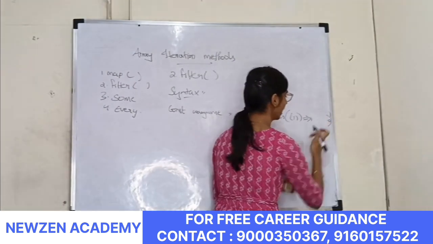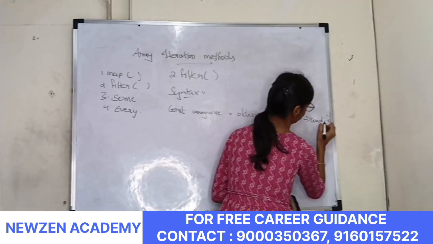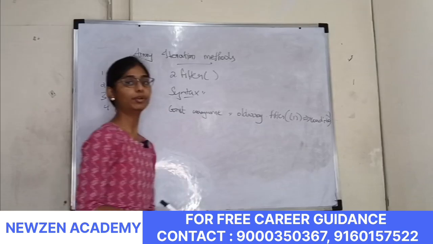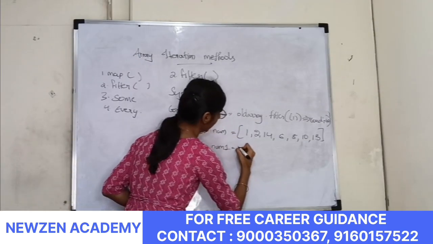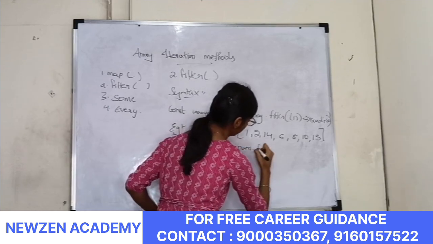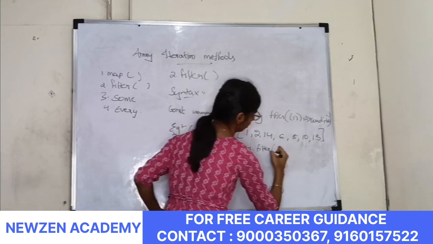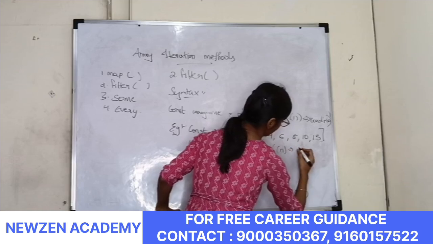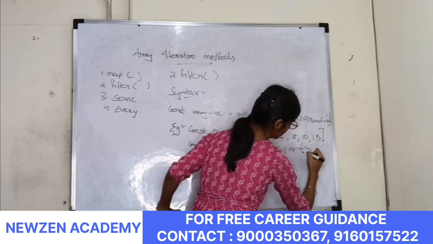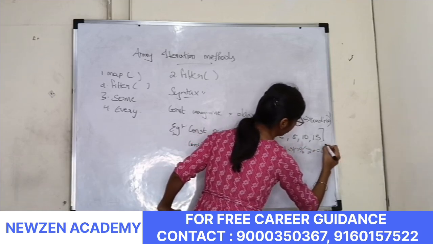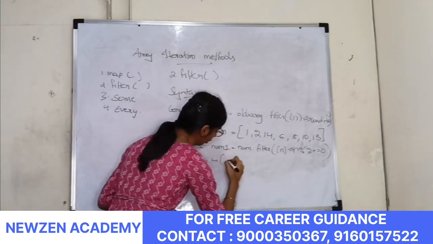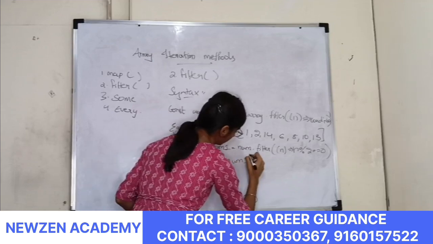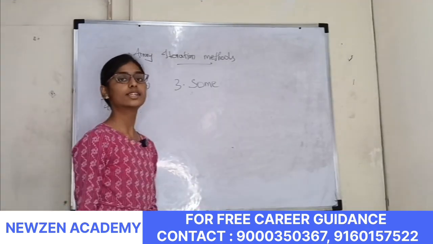As it is a syntax, I am writing here as condition. Example for filter function is constant num equal to old array dot filter of function and its condition. The condition is even, num modulo 2 equal to 0. And I am printing this with the help of document dot write of num1. This is filter function.